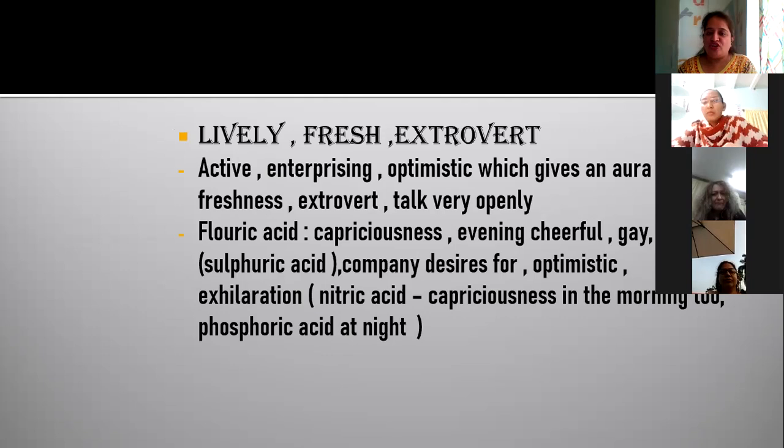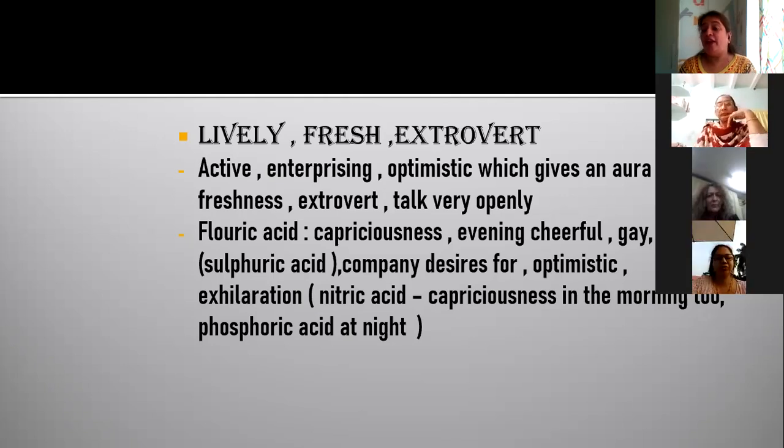Lively, fresh, extrovert, active, enterprising, optimistic, which gives an aura of freshness. Extrovert, they talk very openly. And fluoric acid, fluorine is a halogen. And what is the property of halogen? It is volatile. It evaporates easily. So fluoric acid is capricious, evening cheerful and gay. Sulfuric acid: desire for company, optimistic, exhilaration.